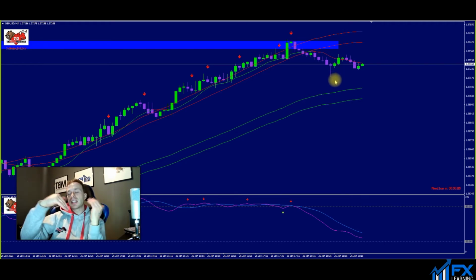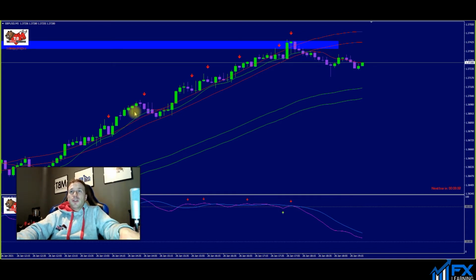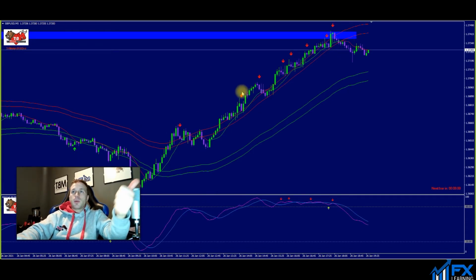This is a trade that's against the trend, but I made profit on it. In and out. That's it. Job done. Moved on. Made me profits. This is how you filter out setups. I wouldn't take that one. I wouldn't take that one. I wouldn't take that one.